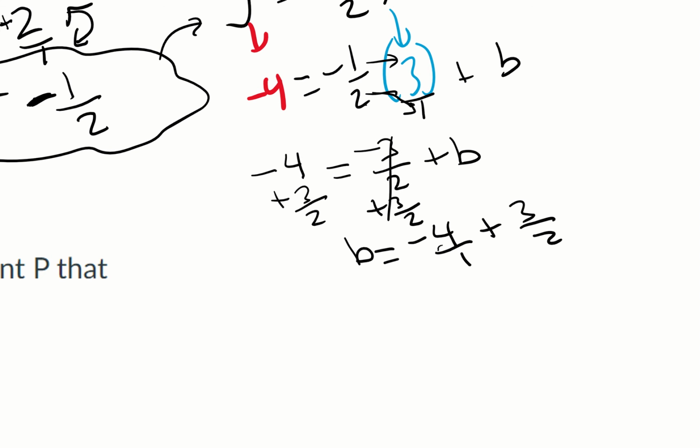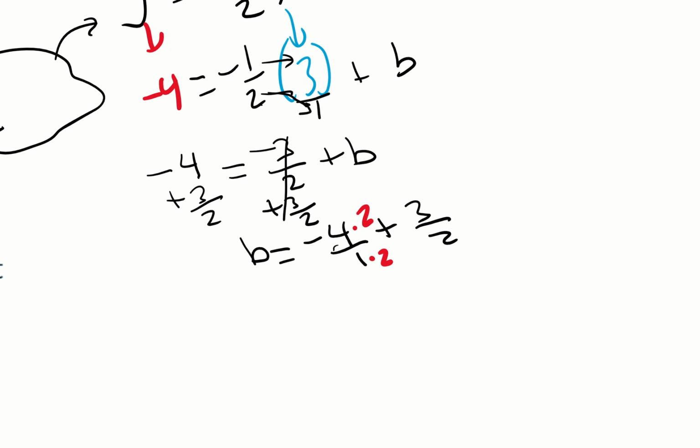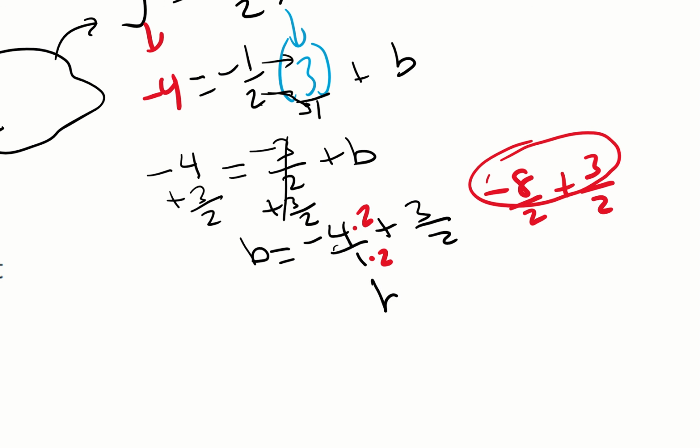Remember, when you combine a whole number with a fraction or fractions, you need to have a common denominator. So the common denominator is 2. So multiply this top and bottom by 2. So you get -8 over 2 plus 3 over 2. -8 plus 3 is -5. So b is -5 over 2.